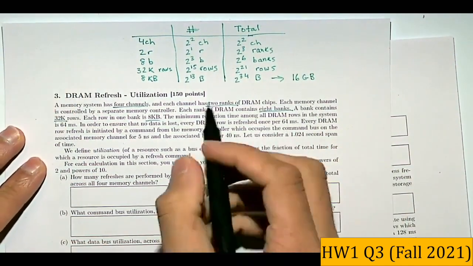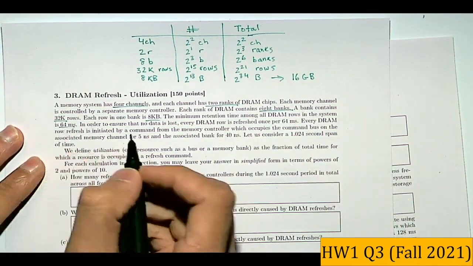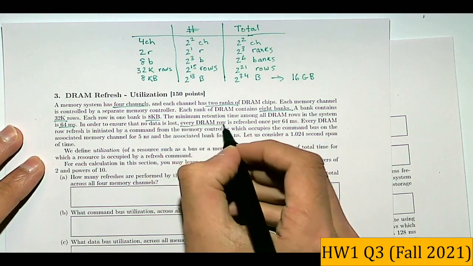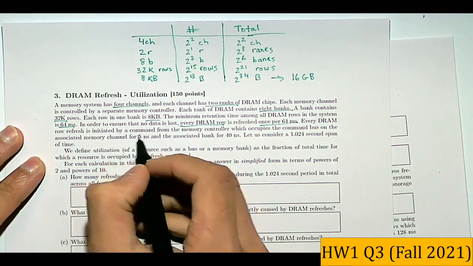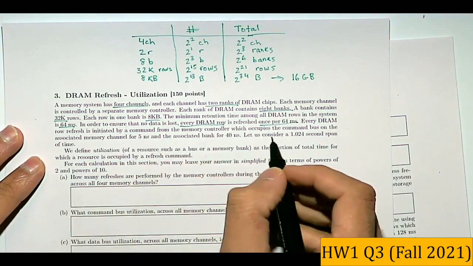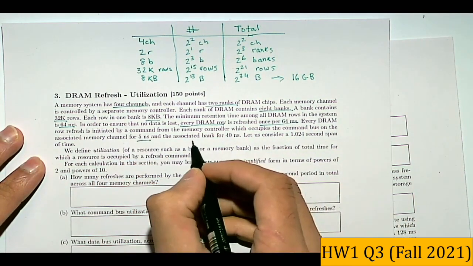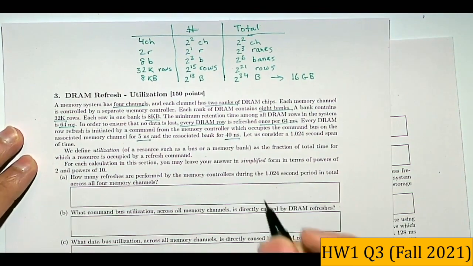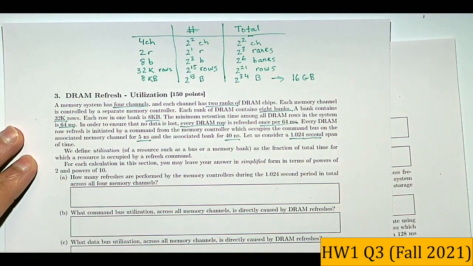Now the question tells us that the minimum retention time among all the rows is 64 milliseconds. To ensure that no data is lost, every row is refreshed once per 64 milliseconds. This is done by initiating a command from the memory controller, which occupies the command bus for 5 nanoseconds and an associated bank for 40 nanoseconds for each refresh operation. And we're going to consider a 1.024 second span of time.